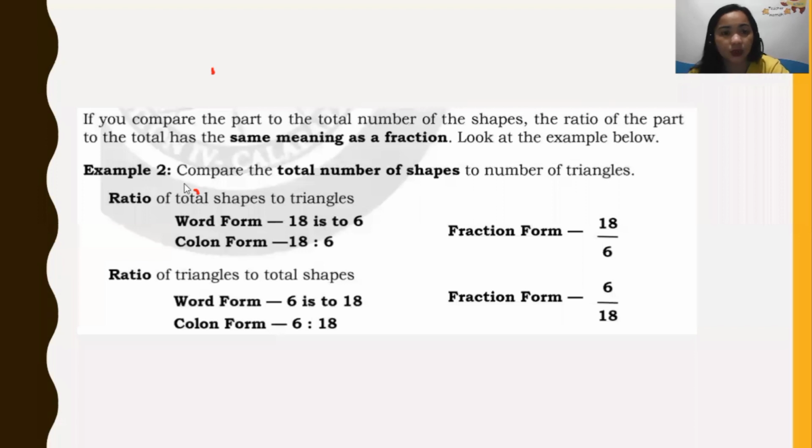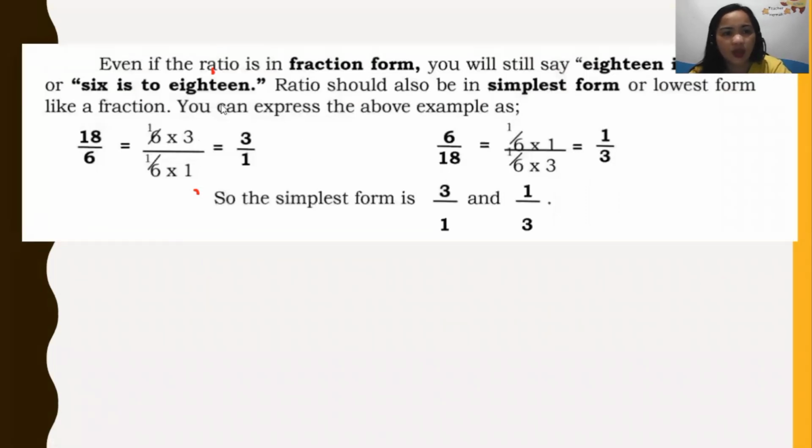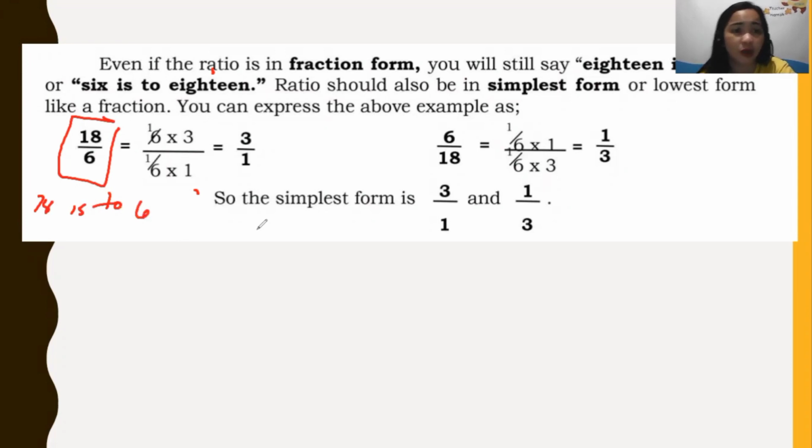Now, let's proceed to the next one. So, even if the ratio is in fraction form, you will still say 18 is to 6. So, kanina, kung mapapansin nyo, kahit siya ay naka-fraction, kung paano ko siya binasa is the same way on how you read it in word form. At tulad dito, 18 is to 6 is still how you read this. Kaparehas ng pagbasa kung paano binasa ang inyong word form.